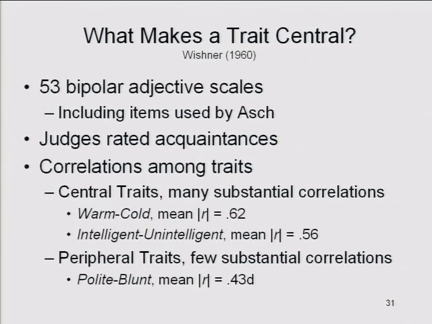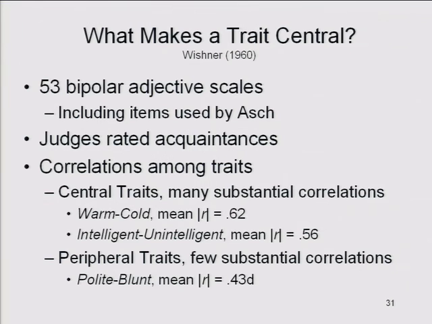And just to unpack this for a minute, the mean correlation between warm-cold and the other 52 traits in Wishner's list was 0.62, which is a very big correlation. The mean correlation between intelligent and unintelligent and the other 52 traits in Wishner's list was 0.56. That's the average unsigned correlation. Some of them are negative, some of them are positive. Doesn't matter. And that's a big one. Now, if you're watching this carefully, the mean correlation for so-called peripheral traits was lower, but it's still a pretty good correlation.